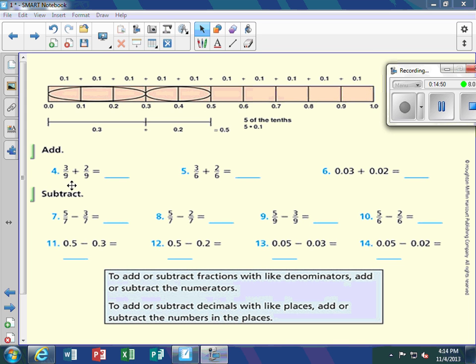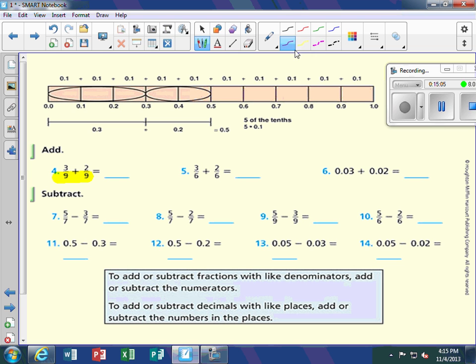Alright, so here we have some problems to work. In your black notebook, let's do a couple of these. Number 4, 3/9 plus 2/9. Because they have like denominators, it's as simple as adding. 3 plus 2 is 5, and the denominator remains the same. Now, in 0.03 plus 0.02, 3 plus 2 is 5.